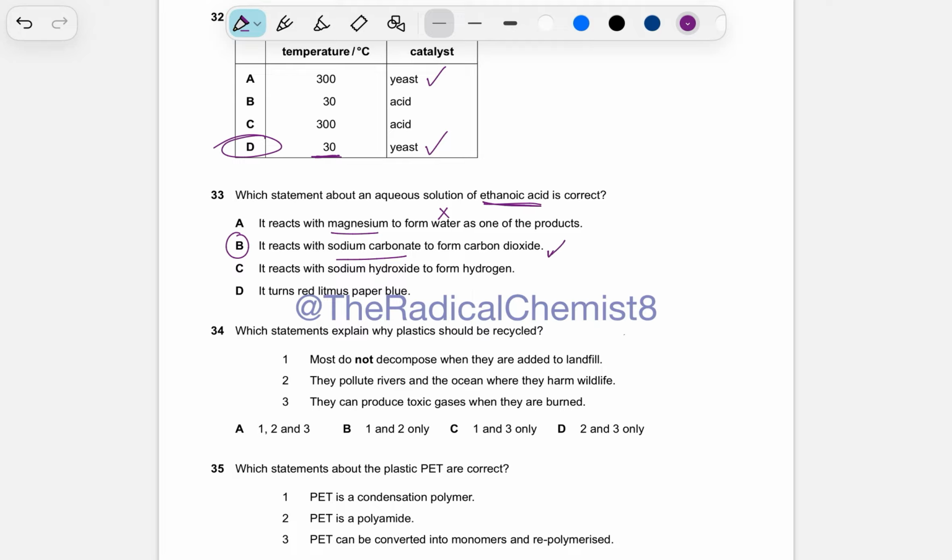Next, which statement explains why plastics should be recycled? Most do not decompose when they are added to landfill. That is correct. They are normally non-biodegradable. They pollute rivers and the ocean where they harm wildlife. Yep. And they can produce toxic gases when they are burnt. Yes. So your answer would be A.